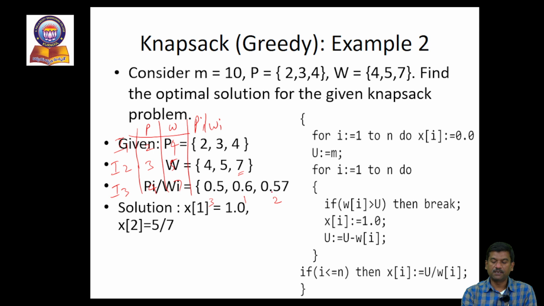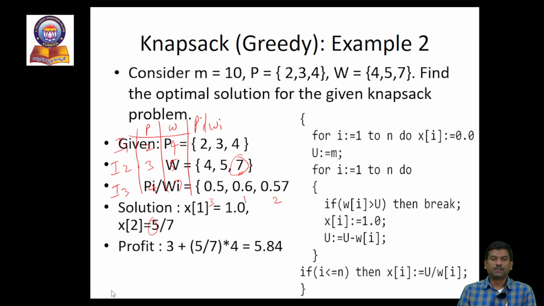And that is the purpose where, what is your remaining balance? That is 5 divided by the weight of the item that you are considering, that is 7. So 5 by 7 of that item should be taken into consideration. And how about the profit? That is 3 plus, what is this 3? Profit of the first item, where Pi by W is 0.6 and the profit is 3. That will be equal to 3 plus the second item. What is the profit of the second item? That is 4. So 5 by 7 into 4, that will be equal to 5.84.